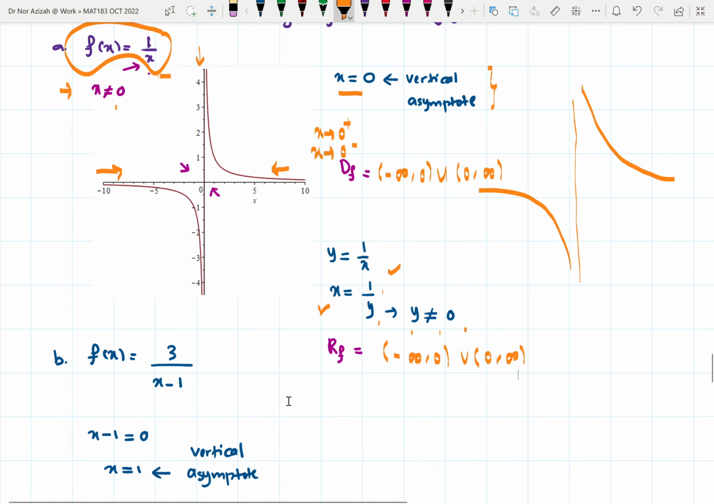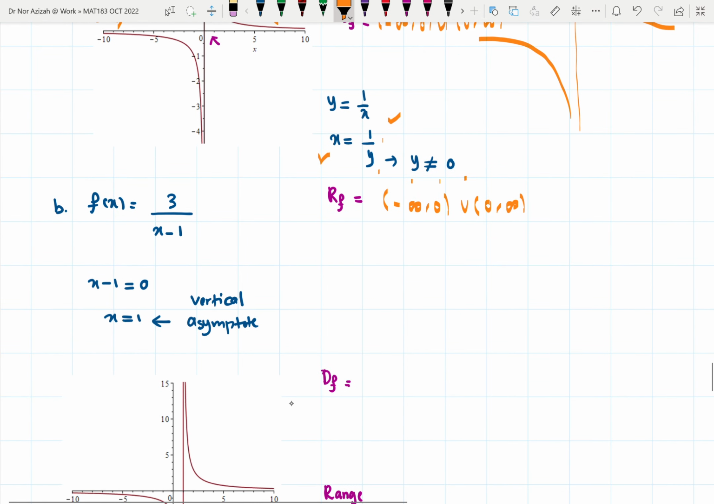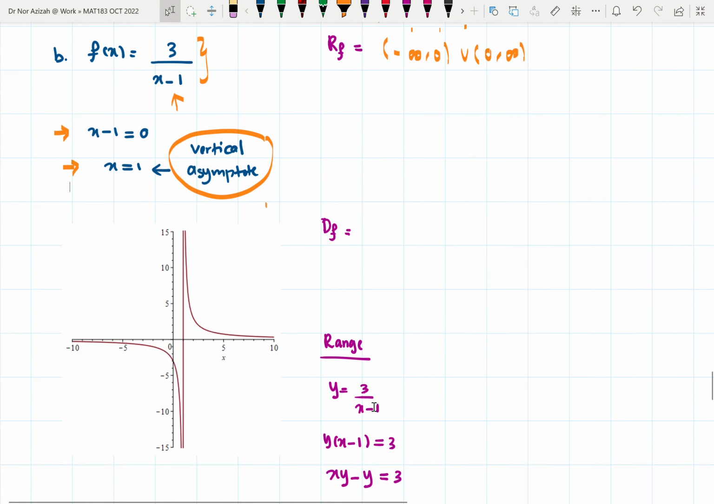Now look at the second example. We have f(x) equals 3 over x minus 1. You need to find the vertical asymptote first. How do we get the vertical asymptote? We let the denominator equals 0, then you will get x equals 1. To sketch the graph, first you draw the line x equals 1. The next is, you need to find the value when x goes to 1 from the right hand side, and then when x goes to 1 from the left hand side.